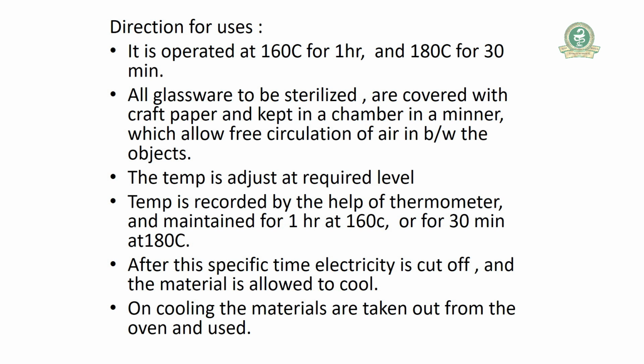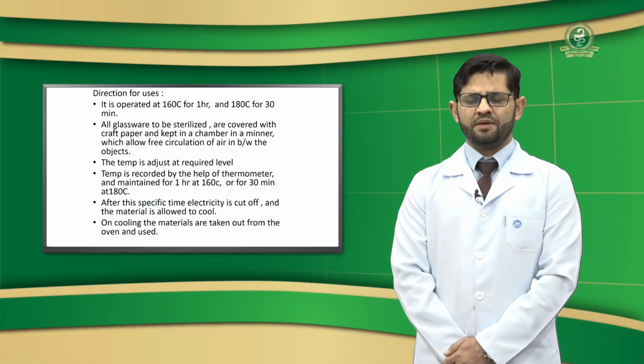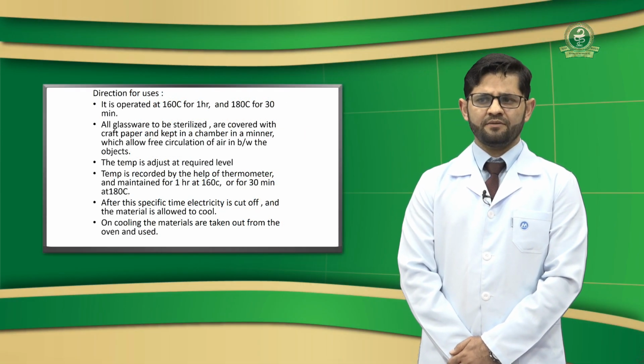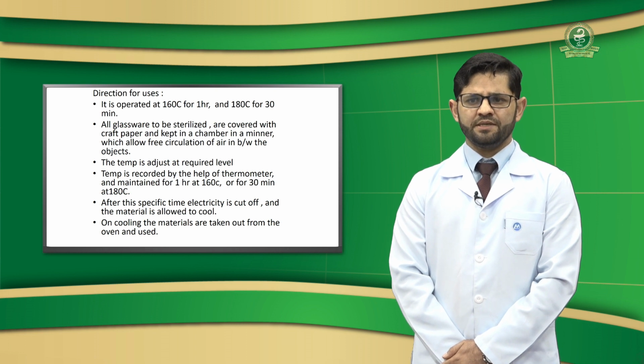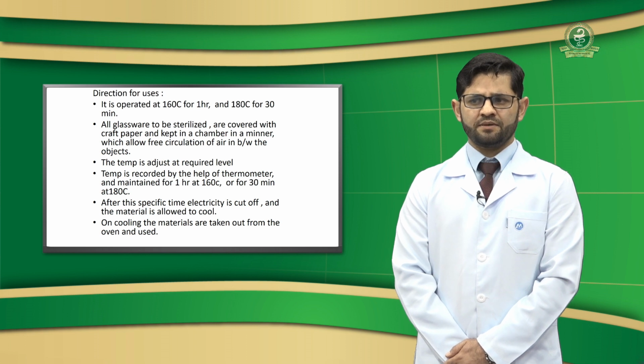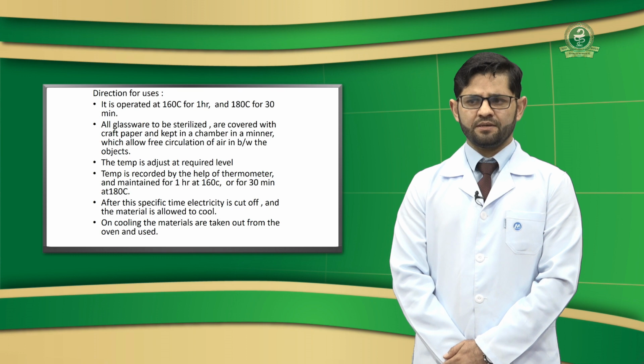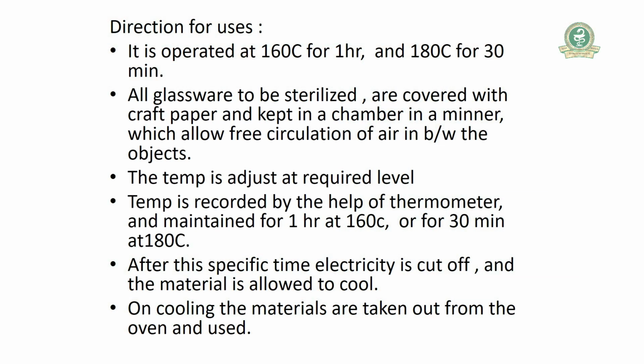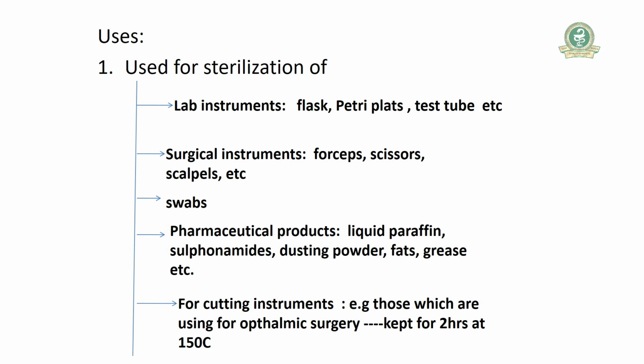The temperature is adjusted to the required level. Temperature is recorded with the help of a thermometer and maintained for 1 hour at 160 degrees centigrade and for 30 minutes at 180 degrees centigrade. After this specific time, electricity is cut off and the material is allowed to cool. On cooling, the materials are taken out from the oven and used.